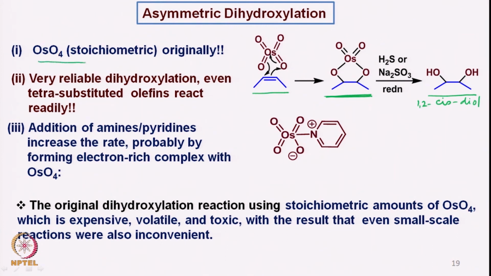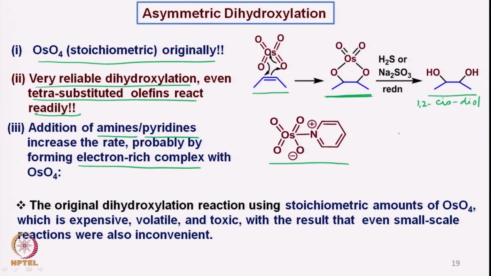Originally osmium tetroxide was used in a stoichiometric fashion, but it was a very reliable dihydroxylation in that even tetrasubstituted olefins react readily. That means the reactivity of osmium tetroxide is very high. Then it was also found, which is a very important observation, that the addition of amines or pyridines increases the rate, probably forming such an electron rich complex as it is here.